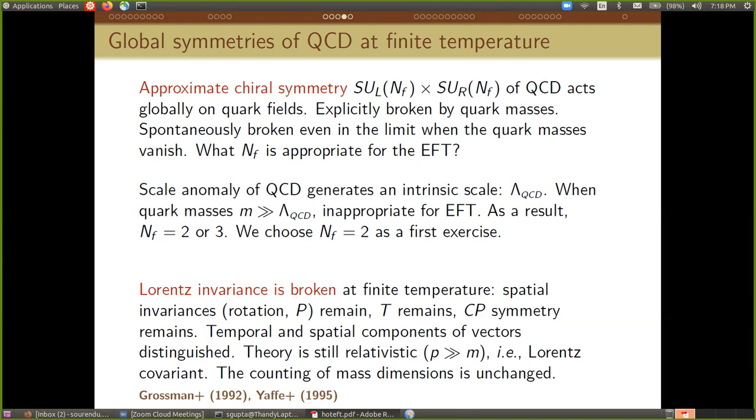Remember that Lorentz invariance is broken, but it's still a relativistic theory because Lorentz invariance is broken by selecting a frame. Because of this, temporal and spatial components of vectors can be distinguished, and similarly, different components of tensors can also be distinguished. The theory is still relativistic in the sense that the momenta that I'm talking about are much larger than the masses. So there is Lorentz covariance, but not Lorentz invariance. The counting of mass dimensions remains unchanged because of this. We had worked this out in 92 and Larry Yaffe continued this work in 95.